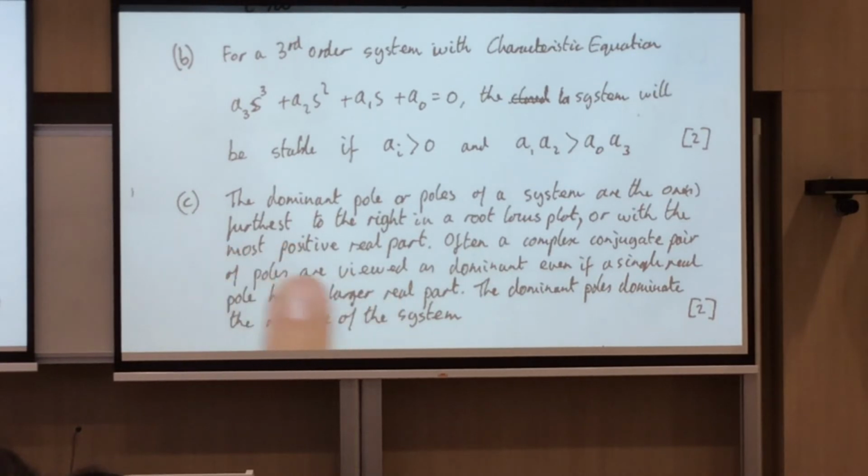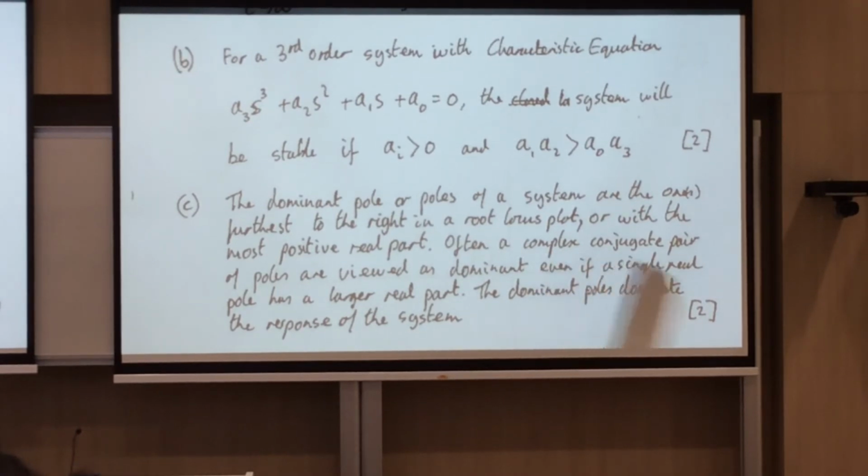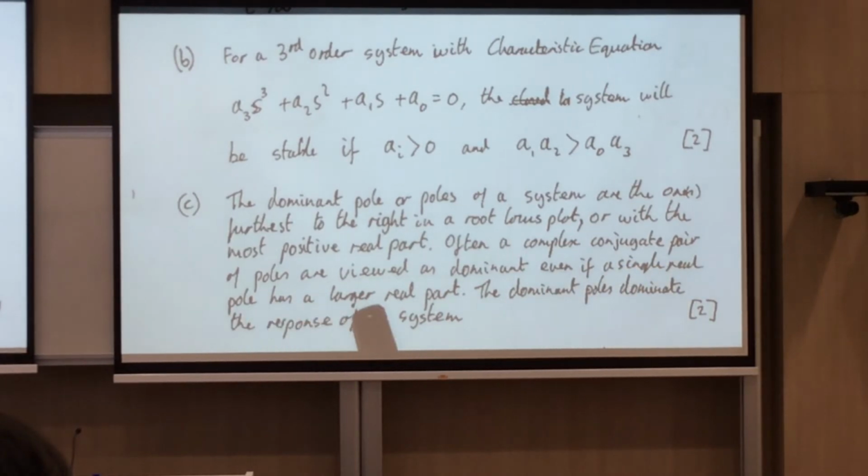The dominant pole or poles of a system are the ones furthest to the right on the root locus plot, or with the most positive real part. Often, a complex conjugate pair of poles are viewed as dominant, even if a single real pole has a larger real part. The dominant poles dominate the response of the system.